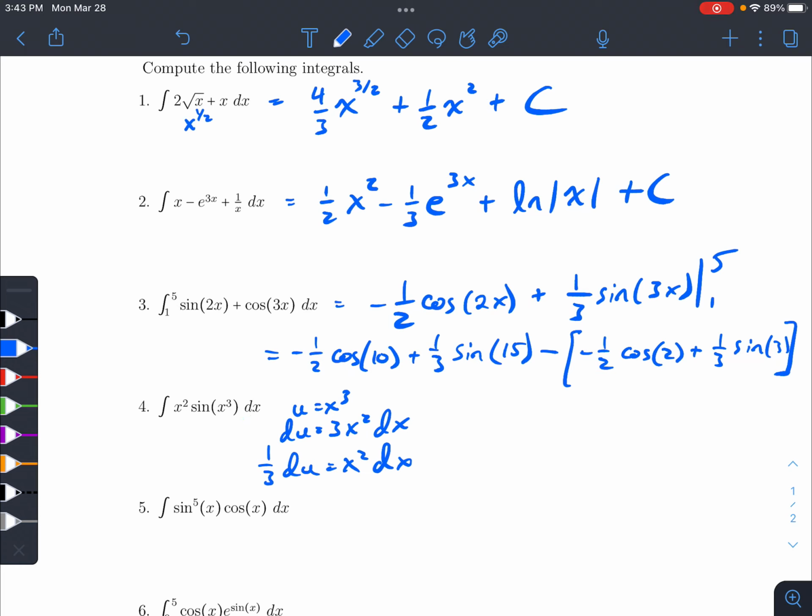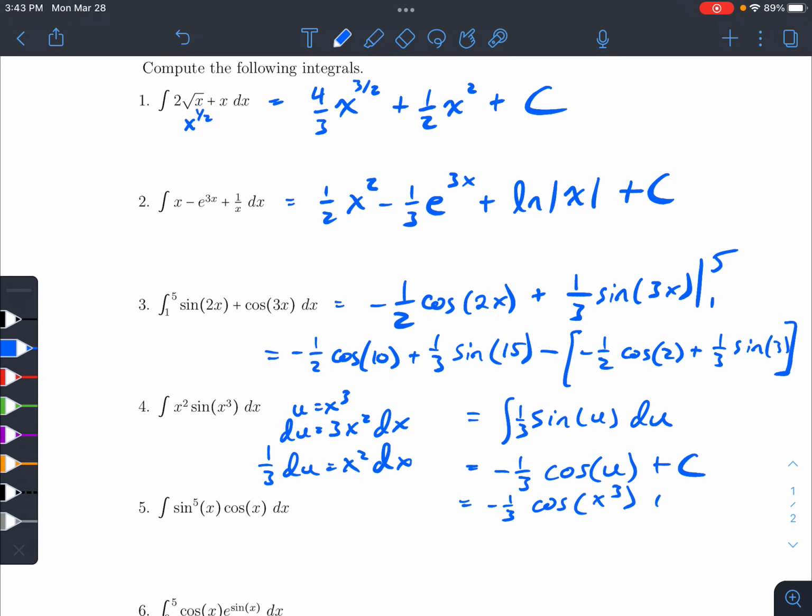All right, so our integral becomes the integral of sine of u times 1/3 du. I'm going to put the 1/3 out in front. The integral of sine of u is negative cosine of u. I'll bring the negative in front, plus c. And so this is negative 1/3 cosine of x cubed plus c.